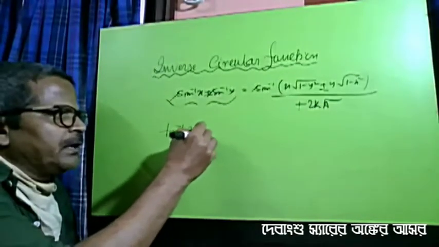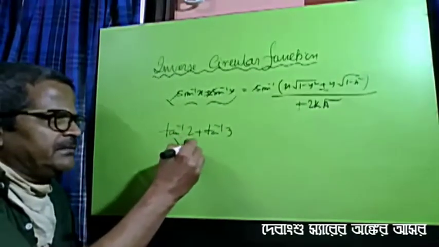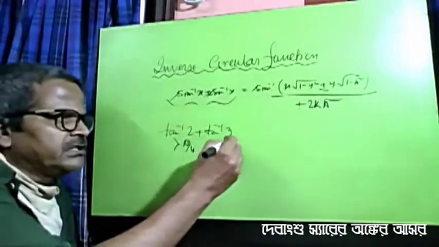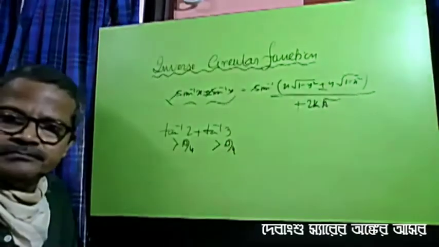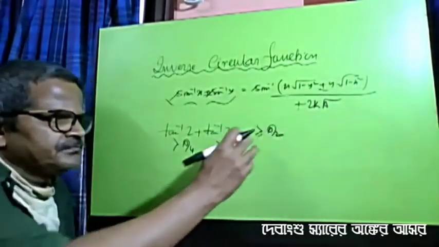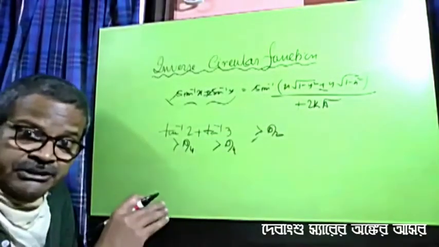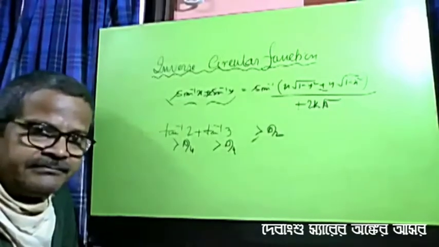Tan inverse 2 plus tan inverse 3. Now see, this angle is more than pi by 4. This is again more than pi by 4. So their sum is more than pi by 2. Not only positive, it is a positive obtuse angle.